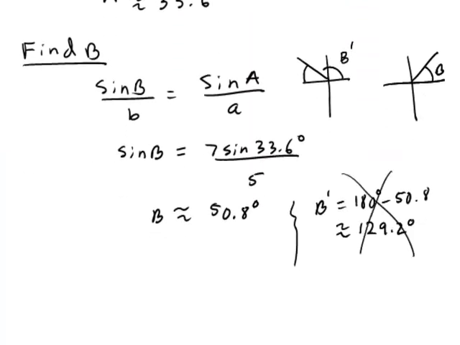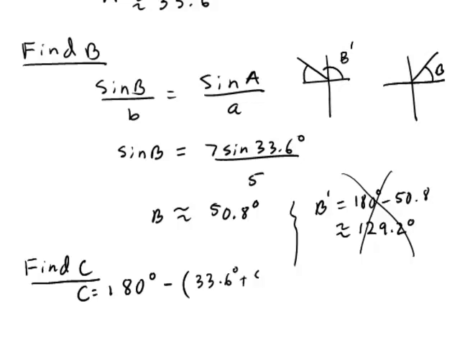Okay, and so now the last thing to do is to find angle C. But that's no problem because we already have the other two angles. So C is just going to be 180 minus the sum of the first two, which was 33.6 plus 50.8. And when we run this through the calculator, just adding those up, we get that C is going to be 95.6 degrees.